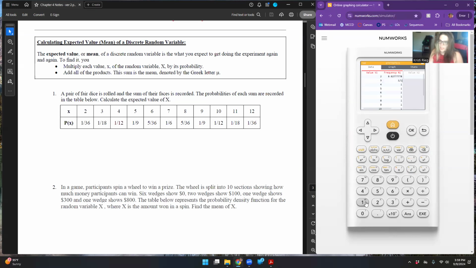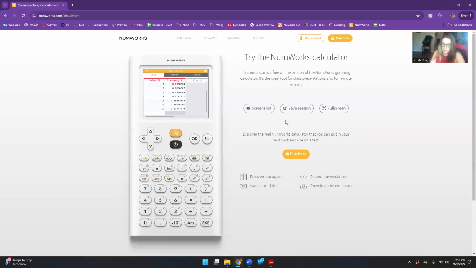1 out of 18, 1 out of 12, 1 out of 9, 1 out of 36. Ooh, 5 out of 36. 1 out of 6. Back down. 5 out of 36. 1 out of 9. 1 out of 12. 1 out of 18. 1 out of 36. Okay. So I'm just going to go back to full screen now that we've typed everything and I don't need to look at that page anymore.